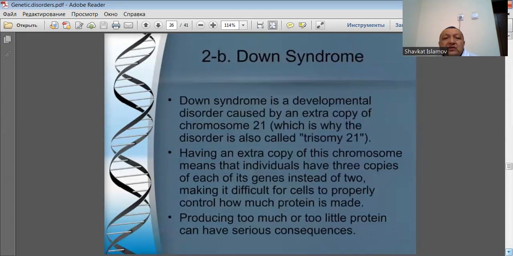2b. Down syndrome. Down syndrome is a developmental disorder caused by an extra copy of chromosome 21, which is why the disorder is also called trisomy 21. Having an extra copy of this chromosome means that individuals have three copies of each of its genes instead of two, making it difficult for cells to properly control how much protein is made.